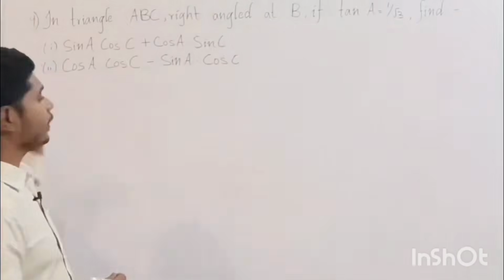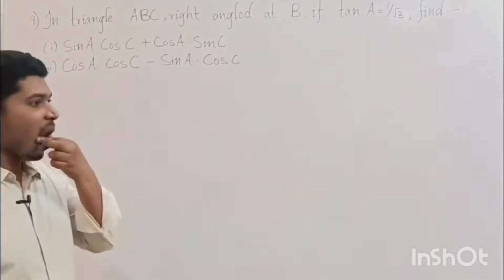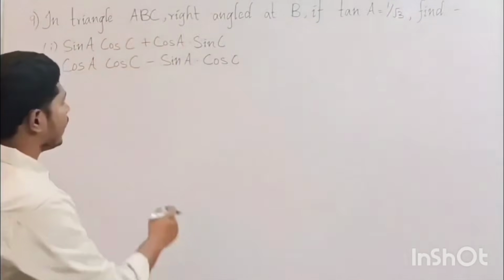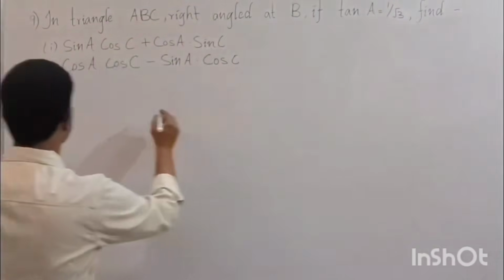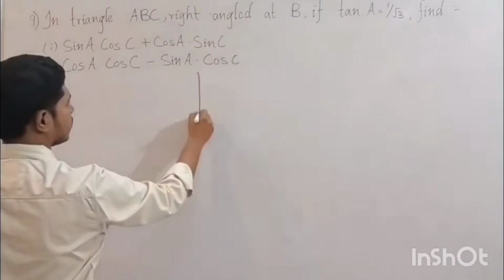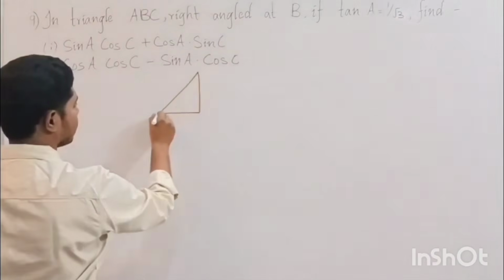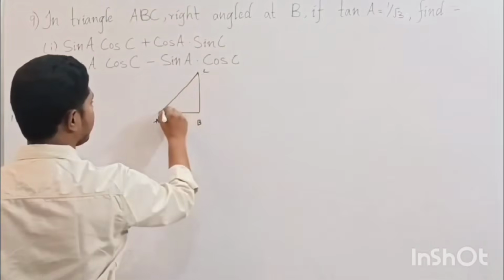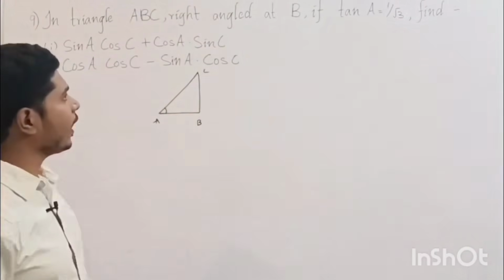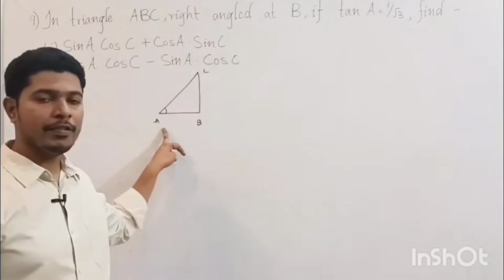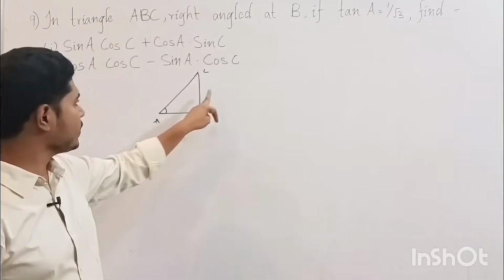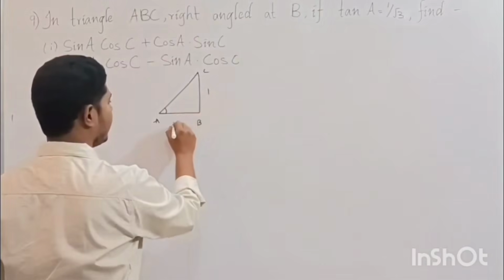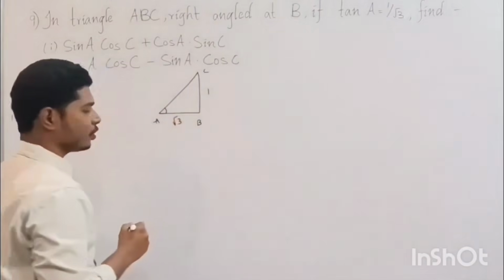Okay, 9th question in the 8.1 exercise. We have to read the question. In triangle ABC, right angle at B. Now I am going to draw the diagram. Right angle at B. I will keep A here, I will keep C here, and I will mark the angle here. And they have given tan A. What is the formula of tan A? The formula of tan A is opposite by adjacent. That is equal to root 3 by 1, so I will keep 1 here and root 3 here.